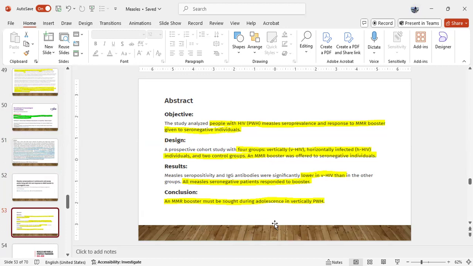Results showed that measles seropositivity and IgG antibodies were significantly lower in vertically affected HIV individuals than in other groups. All measles seronegative patients responded to the booster. The conclusion was that an MMR booster must be sought during adolescence in vertically transmitted people with HIV.